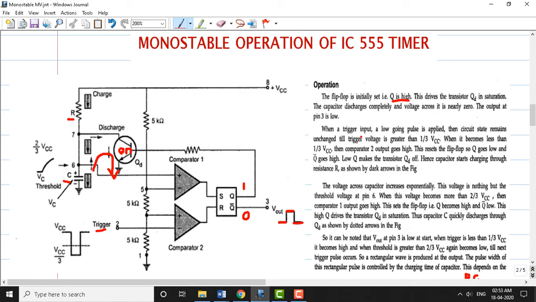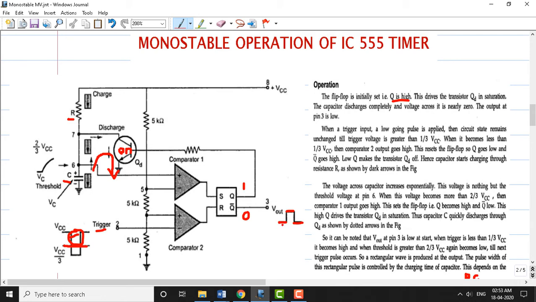Now let us see the second thing here, when a trigger pulse is applied. A negative going trigger pulse is applied at pin number 2 here. When a low going pulse is applied, which is what we have shown here, the circuit state remains unchanged till the trigger voltage is greater than 1 by 3 VCC. So when we apply the negative trigger pulse here, as long as the pulse stays above this level here, the output state doesn't change, thus it remains at 1 and 0 only.